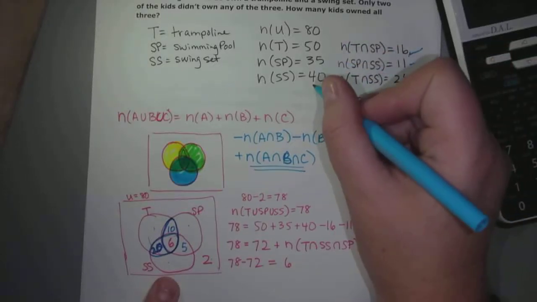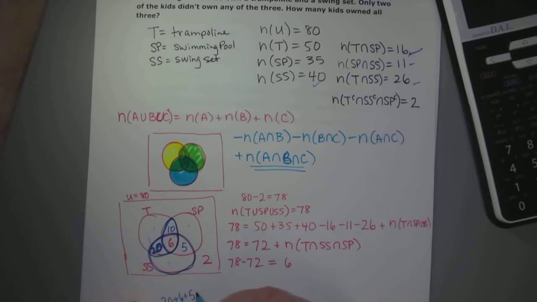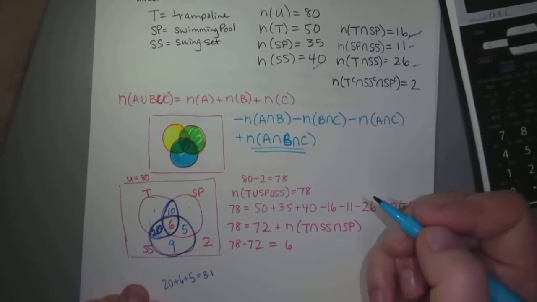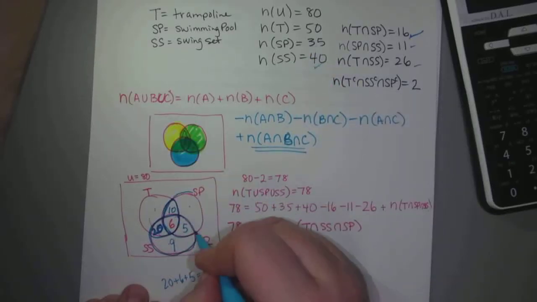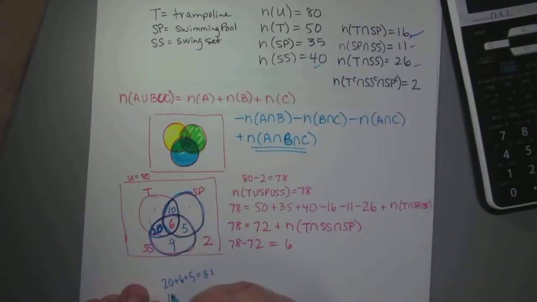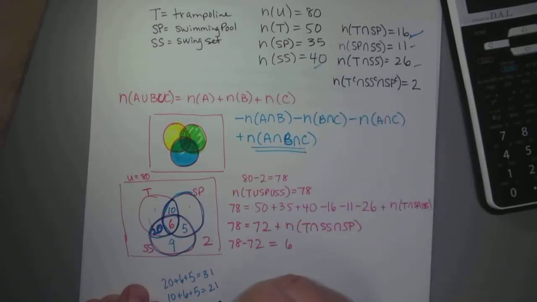Then you work your way back here. So 40 is swing set. So all of this, 20 plus 6 plus 5, that's 31. And we want 40 altogether, so we're missing 9. Swimming pool is 35, so let's look at what we've got in this circle. 10 plus 6 plus 5 is 10 plus 11 is 21. It needs to add up to 35, so 35 minus 21.